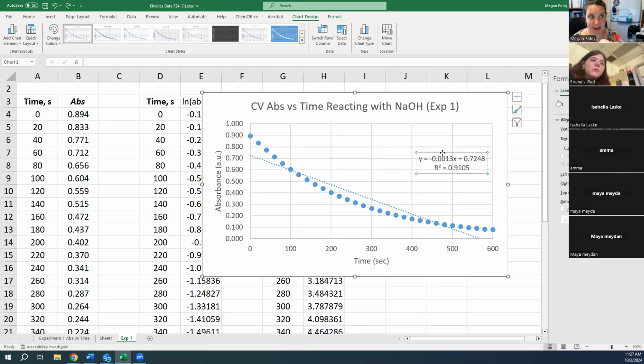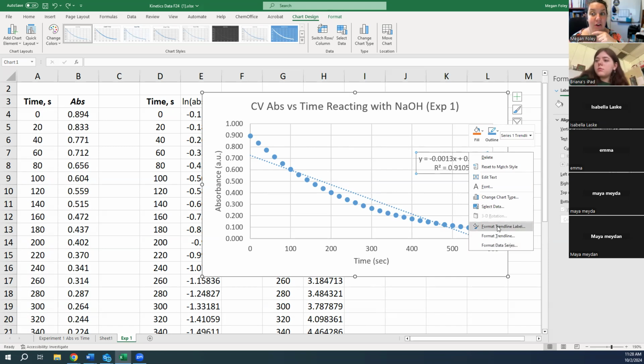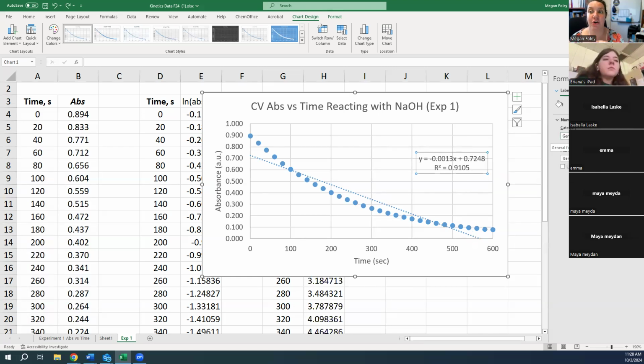We also have one more thing we need to change here. We need this to be in scientific notation, the trend line label itself, scientific notation with 4 decimals. So again, we're going to highlight it. We're going to see the little dots around it. We're going to right click or double click and go to format trend line label. There's several different options here. Make sure you hit the format trend line label. And then under category, change this to scientific. And decimal places, change this to 4. And press enter. And then we'll have a trend line label in scientific notation with 4 decimal places.